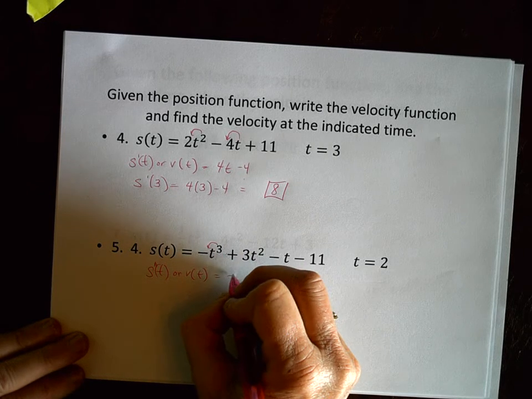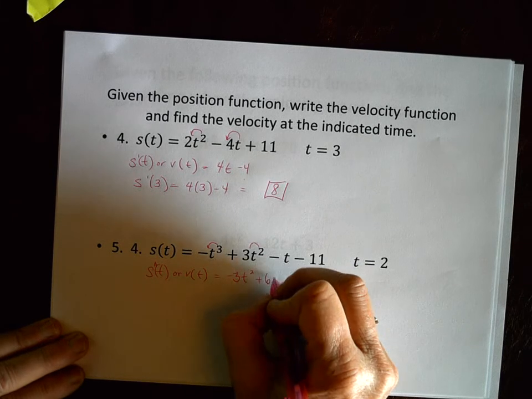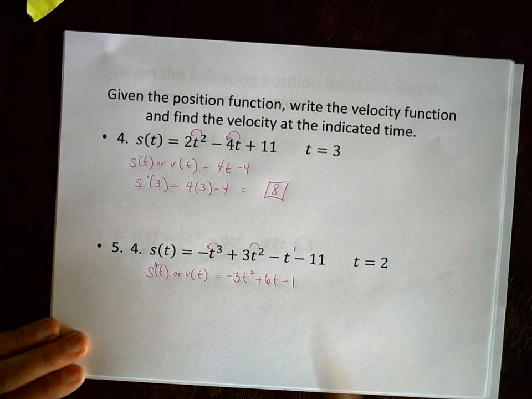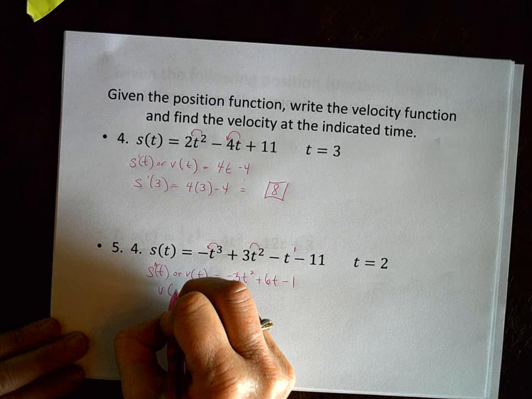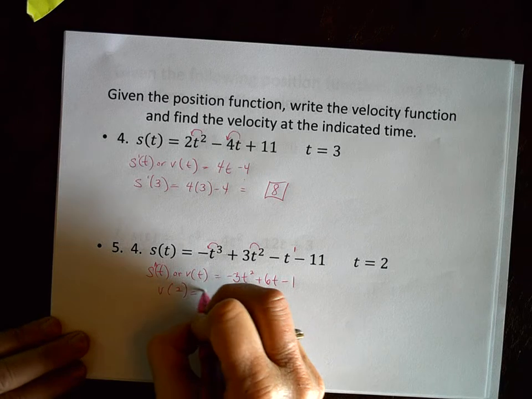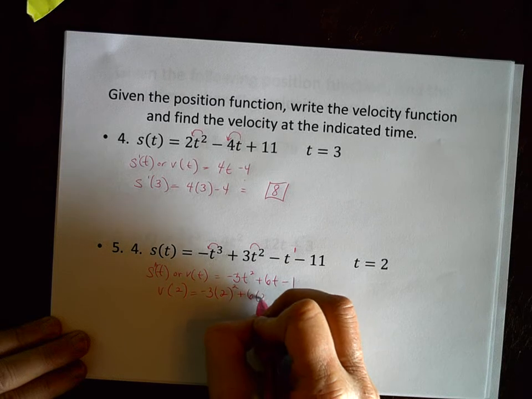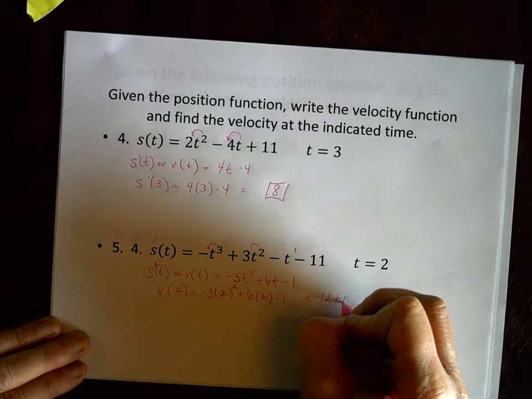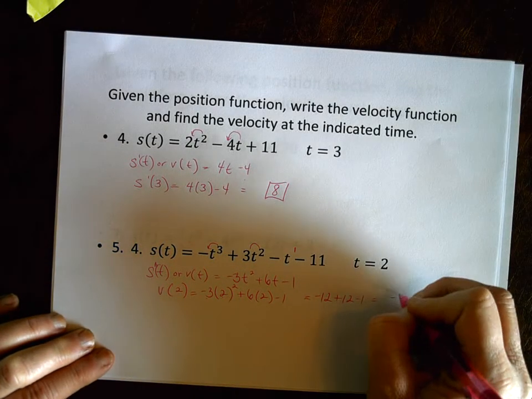Power rule: negative 3t squared plus 6t, don't forget there's a 1 there, minus 1. The constant number is nothing. Now we're just going to figure out 2. So we're going to find the velocity at 2. So negative 3 times 2 squared plus 6 times 2 minus 1. That's negative 12 plus 12 minus 1. So negative 1.